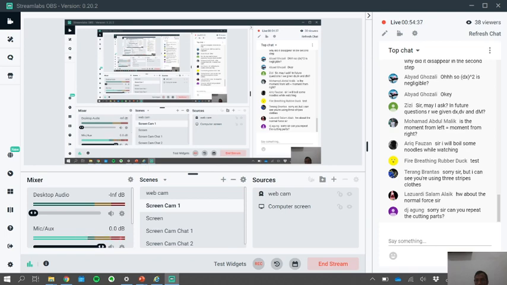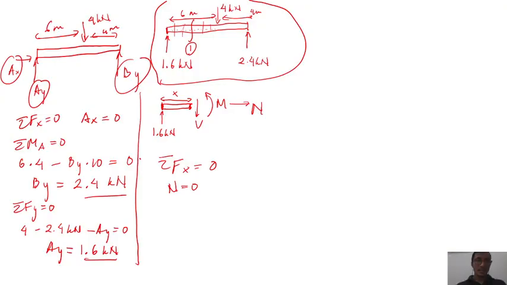Sir, can you repeat the cutting parts? Okay, the cutting parts. I can cut it everywhere that I want, right? And the cutting is supposed to represent all of this location, right? All of this location. The cutting is supposed to represent all of this location.